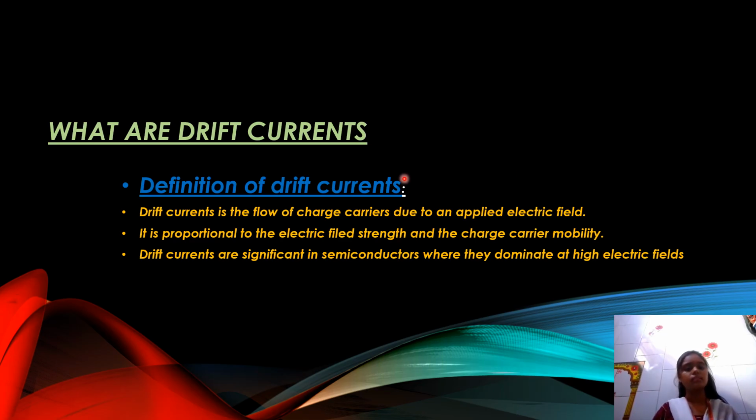What are drift currents? Definition of drift currents. Drift current is the flow of charge carriers due to an applied electric field. It is proportional to the electric field strength and the charge carrier mobility. Drift currents are significant in semiconductors where they dominate at high electric fields.